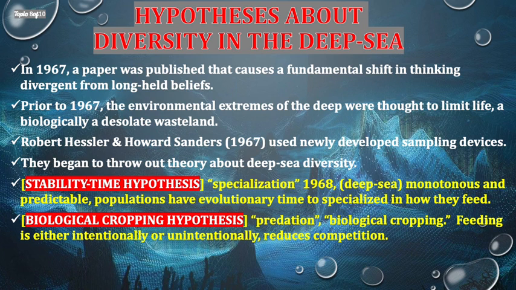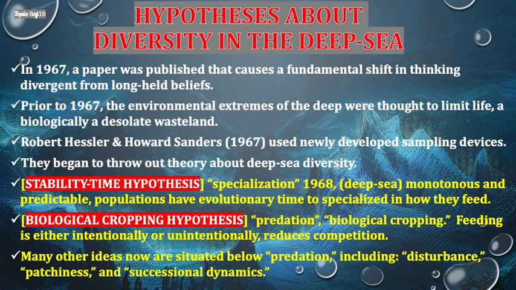So this cropping, or what they called biological cropping, whether accidental or not, reduces the competition and eventually prevents one or a few species from monopolizing the resources in the deep sea. So Dayton and Hessler called this theory the biological cropping hypothesis.